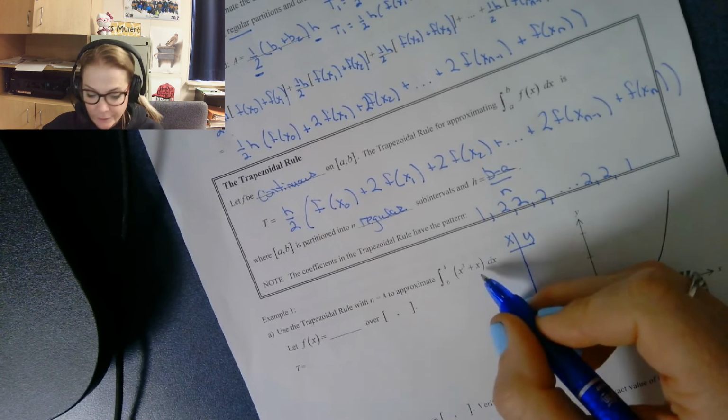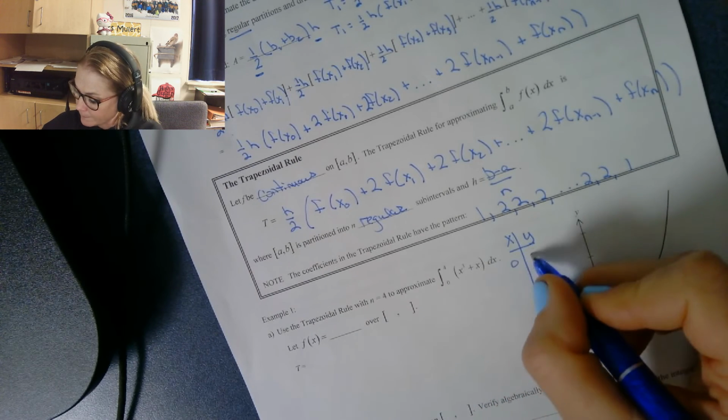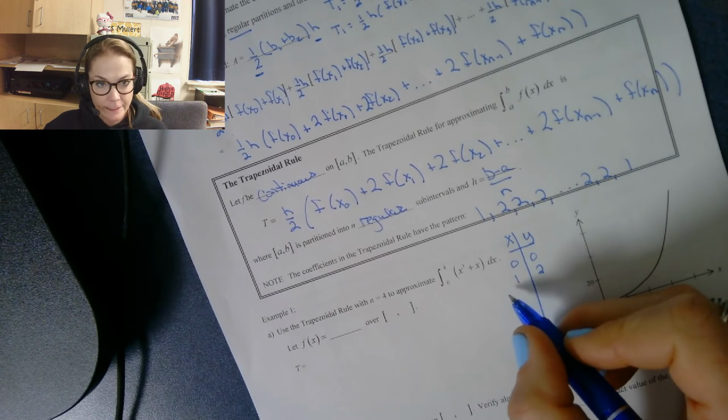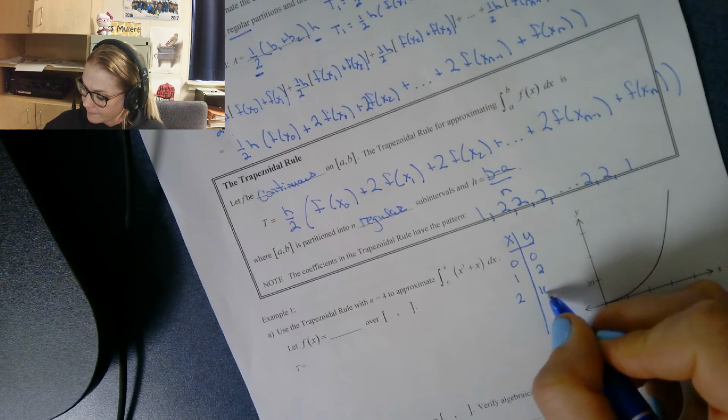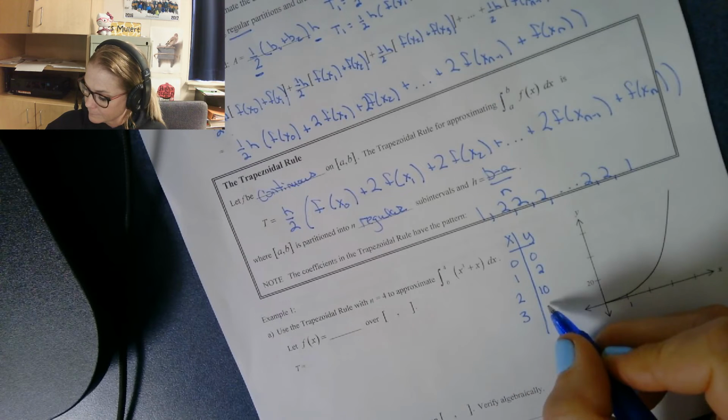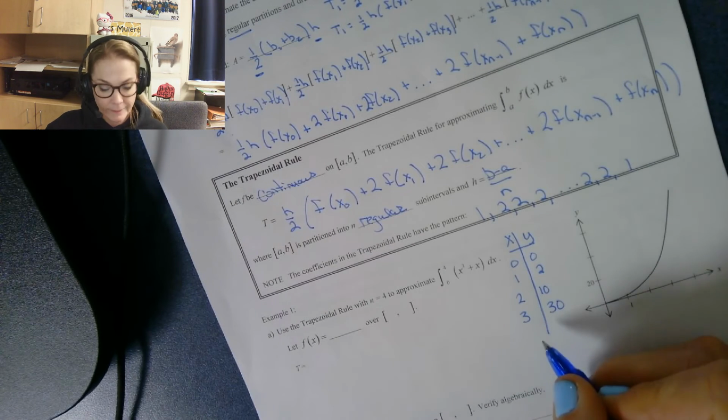Okay, so if I plug 0 in here, I'm going to get 0. 1, I'm going to get 2. 2, I'm going to get 10. 3, I'm going to get 30. And 4, I'm going to get 68.